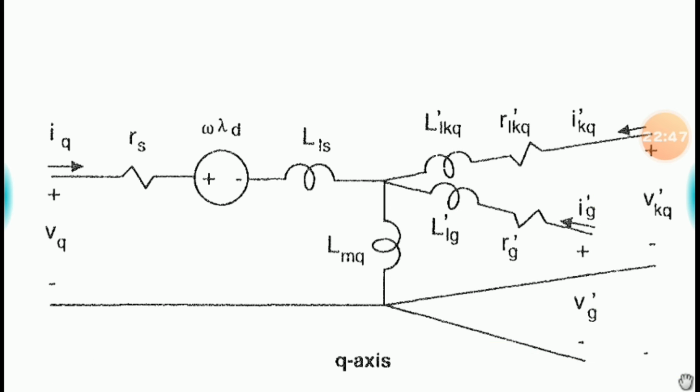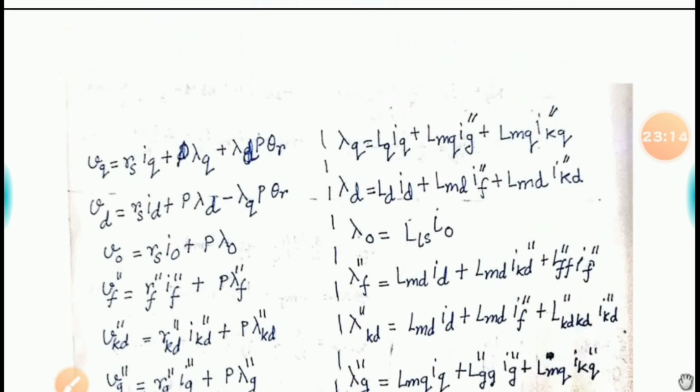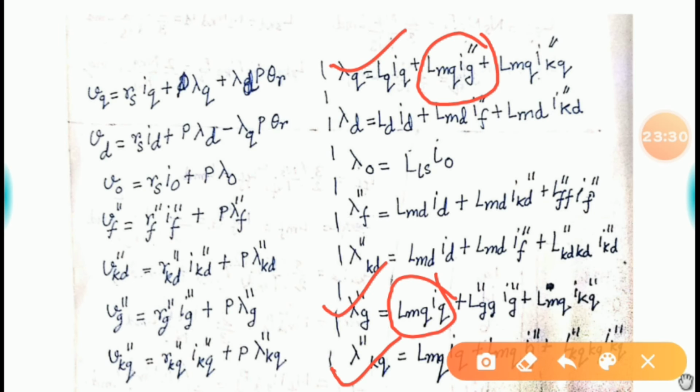Now see here, if we think about how these three voltages are related to each other, then you will see that this vq, it is the only inductor lmq, they are common. It means if we consider their corresponding flux linkage, then we will see in lambda q there is one lmq, then in lambda g there is another lmq, and also in lambda kq there is one lmq. So all these are connected, and this mutual inductance is the connecting link of all these.